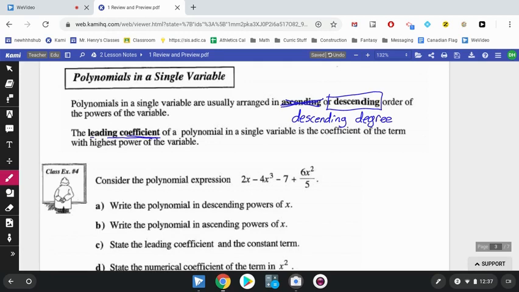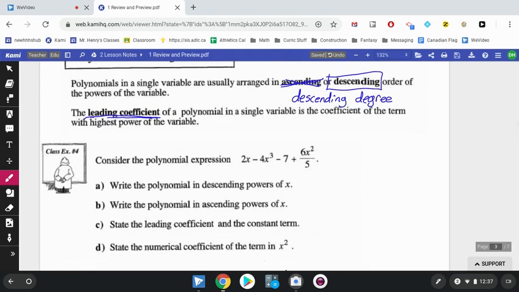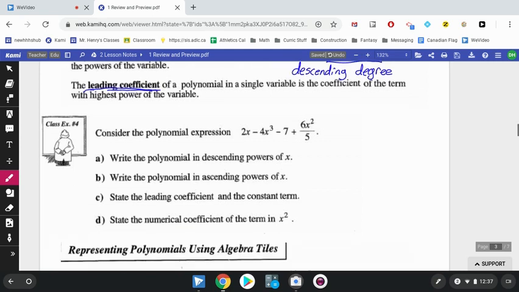The leading coefficient of a polynomial in a single variable is the coefficient of the term with the highest power of the variable. Or if I write it in proper order, it's the first coefficient that I see. So consider this polynomial. Write it in descending order of powers of x.